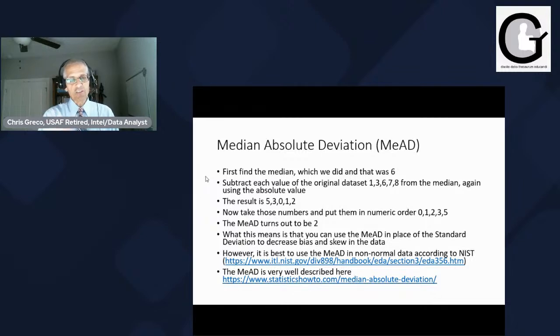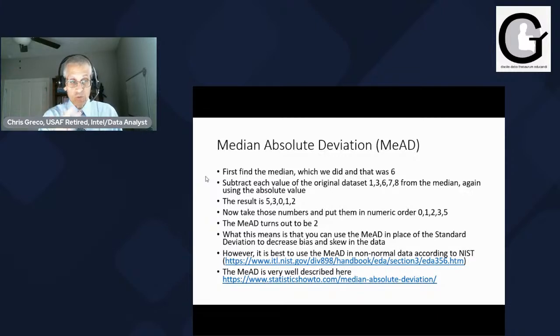What this means is you can use that median absolute deviation in place of a standard deviation if you want. You can actually make a normal curve and decrease bias and skew in the data by using the median absolute deviation. I actually did a paper on it for the Department of Defense, using it for geospatial aspects, and it was accepted by the intelligence agency of the Department of Defense, and it was used for that purpose. So that's what we're talking about, that median absolute deviation.